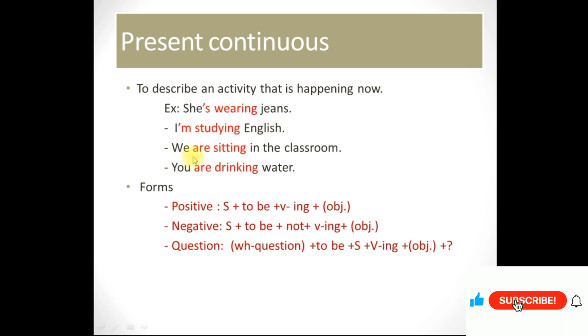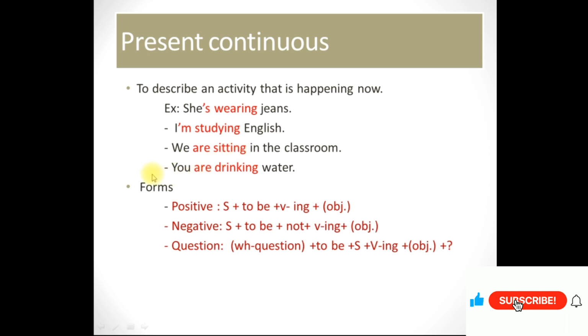Okay, and the next one is: we are sitting in the classroom. Here we also use present continuous, right? Because the activity is happening now. I mean, now I am sitting in the classroom. And another example: you're drinking water. I mean, you're not drinking something else but the water. Okay, these are some examples of present continuous.